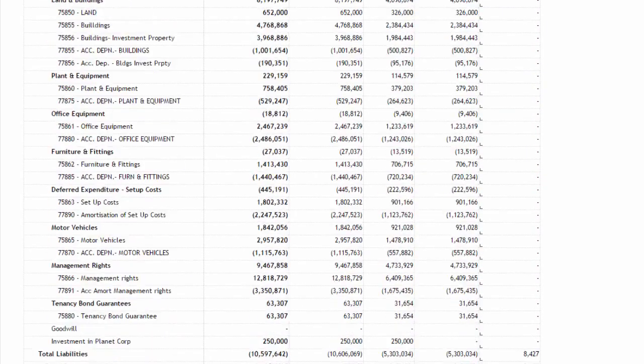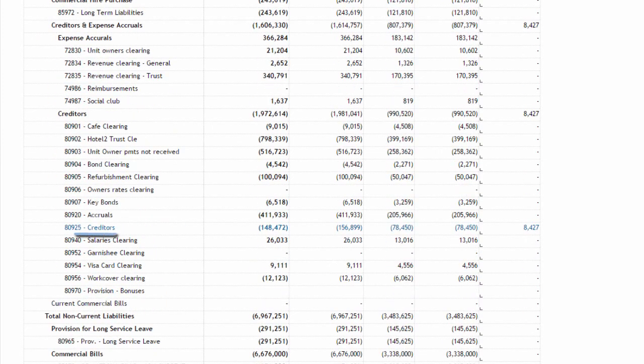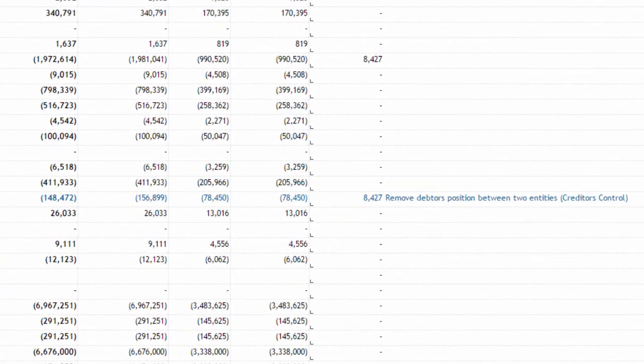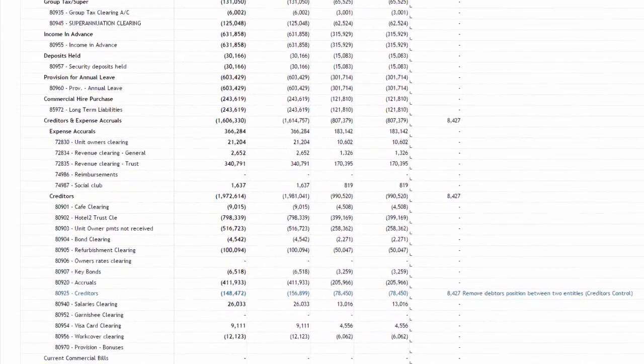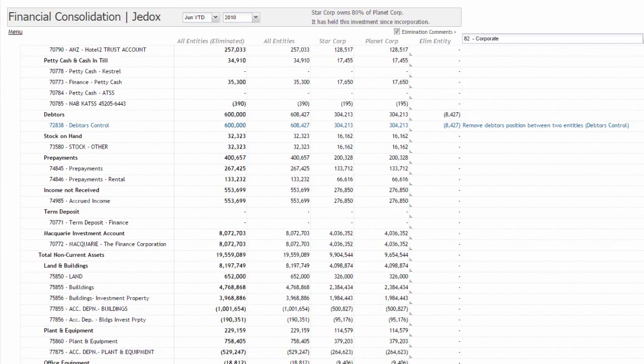I scroll down to the other side, which is my creditors account, and we can see the same action has happened here. I've entered 8,427 into the elimination entity, and it's been eliminated out of my total at a group level. What I can also do with Jedox is review the commentary around my elimination entries that I entered in my journal. So we've got a nice audit trail of exactly the entries we've made into the system to eliminate the intercompany transactions.